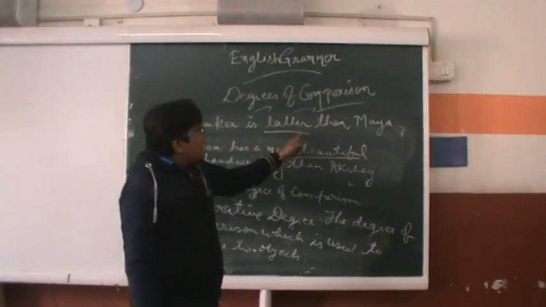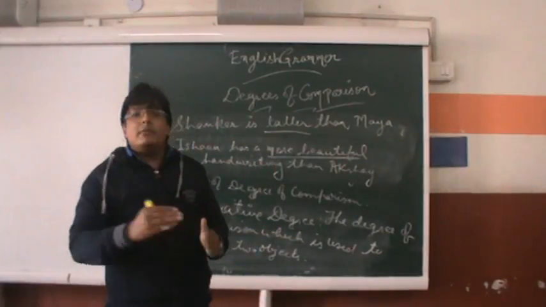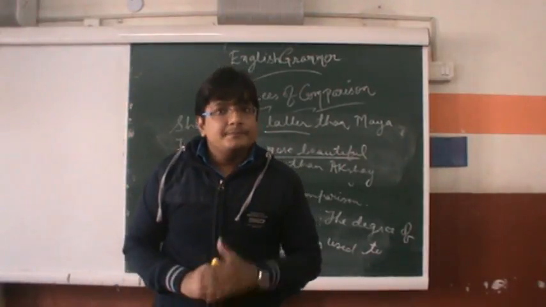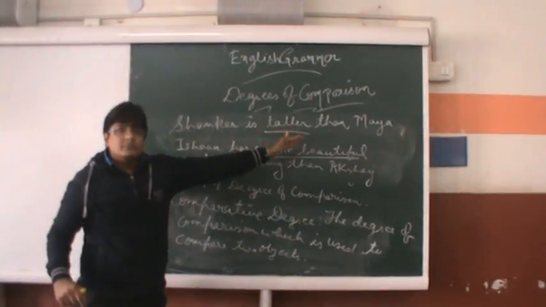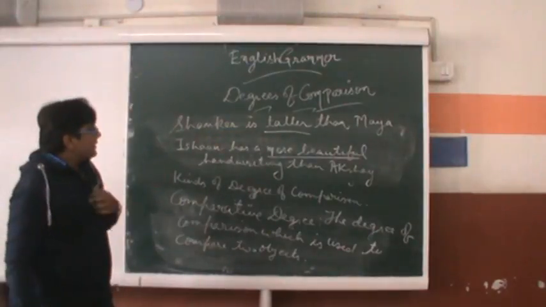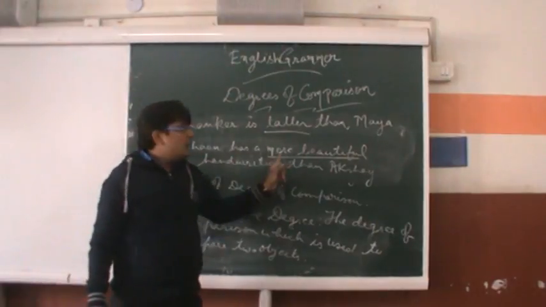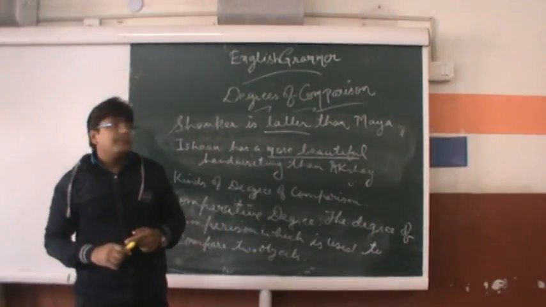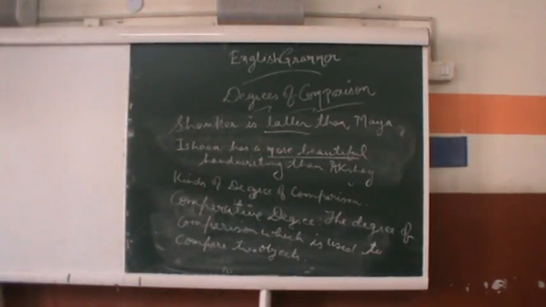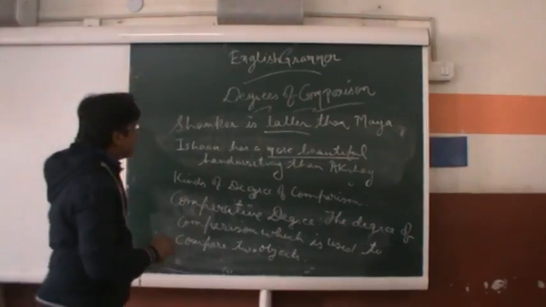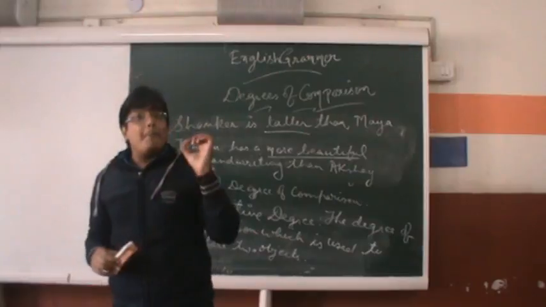Why we add an er here and we prefix more here will be covered in the later part of the class. But right now we are comparing these two objects with comparative degree. Here we have more beautiful, where we are comparing the handwritings of both with this comparative degree. So the next we have a superlative degree of adjective. But before that, let me tell you a very interesting point about comparative degrees.